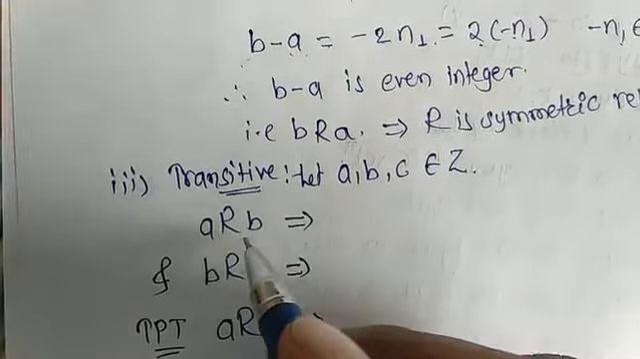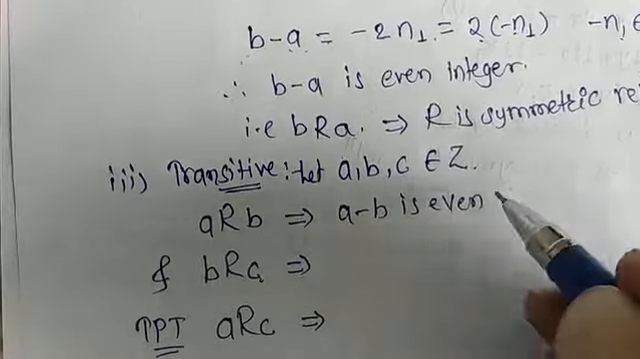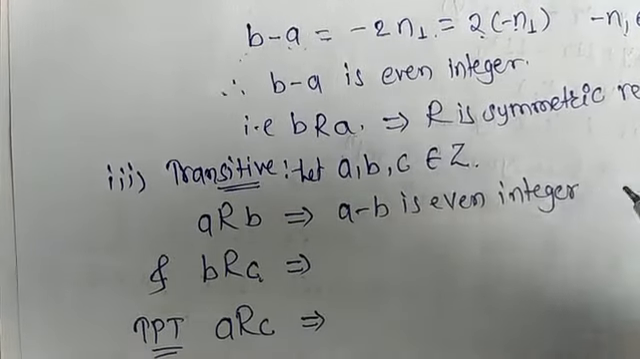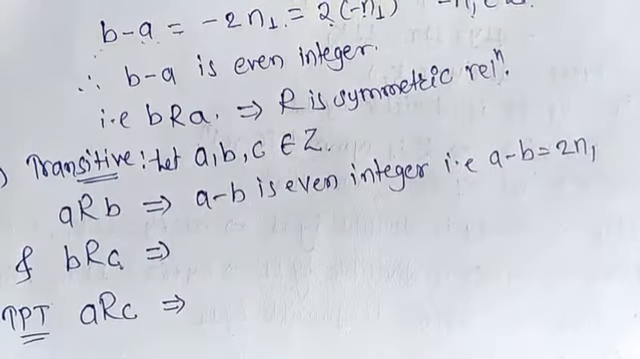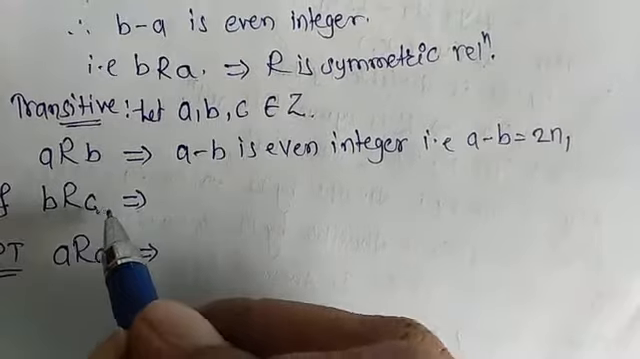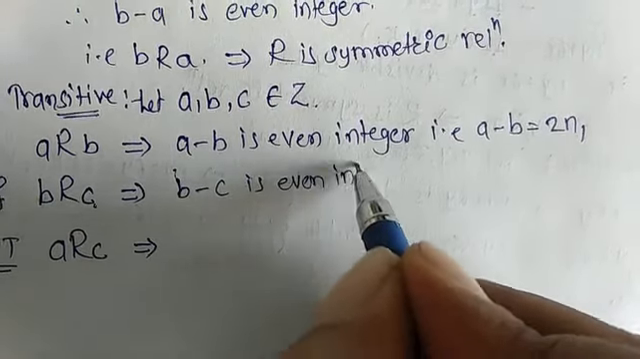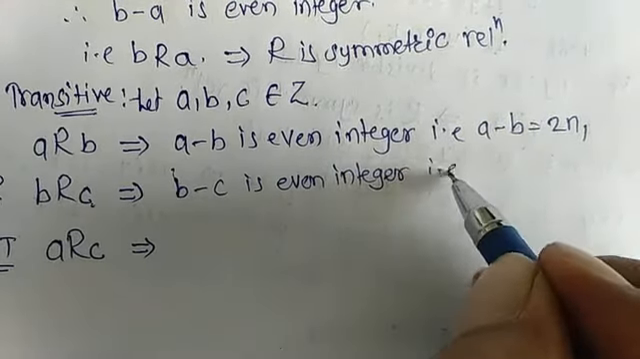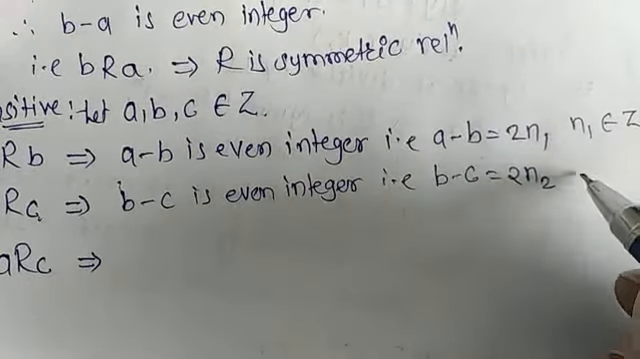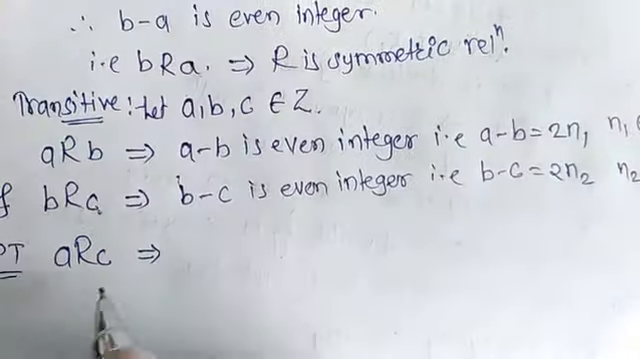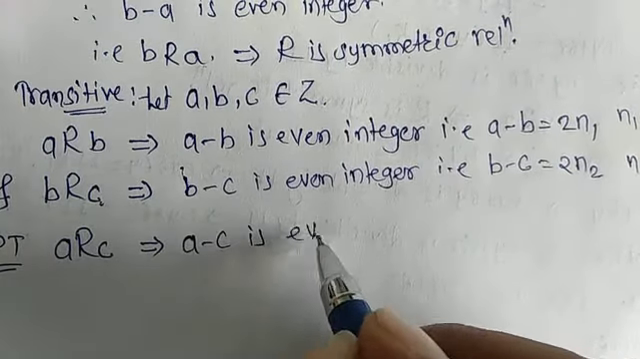Now a is related to b means a minus b is an even integer, that is a minus b is equal to twice n1. Here b is related to c, which means b minus c is an even integer, that is b minus c can be written as twice n2, where n1 belongs to Z and n2 belongs to Z. Now we have to prove that a is related to c, that means a minus c is an even integer.